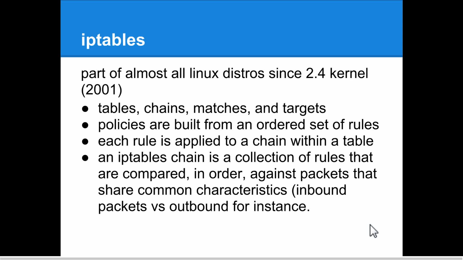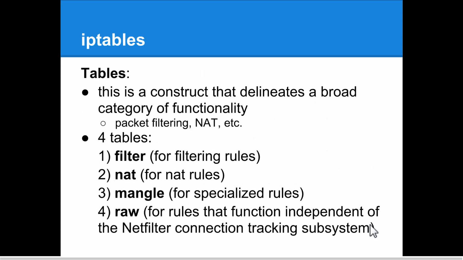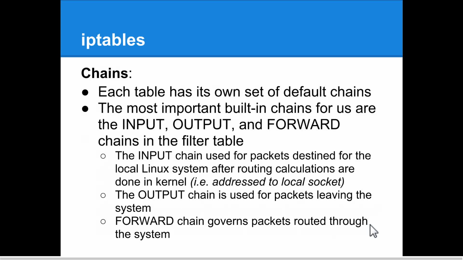So tables, there are four tables. Three of them are the same as Netfilter's original ones. And raw is basically for any rules that are independent of the Netfilter functionality, and usually it's not used. Filter is really the most important one here, and we're going to go into that.